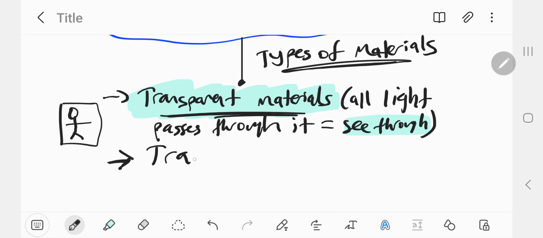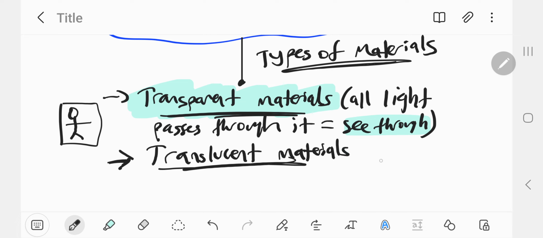Then there's translucent materials, probably a less familiar term. These are partially see-through, half see-through, half not see-through, and you get this sort of fuzzy image. An example of a translucent material is tissue paper. I stuck a piece of tissue paper on top of the smartboard as well, next to the piece of plastic.